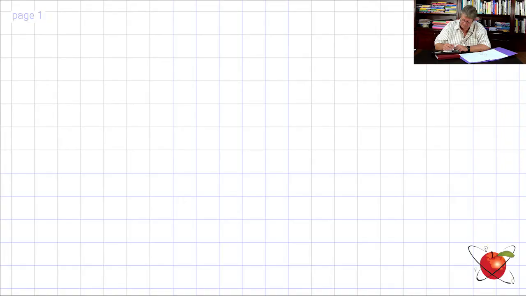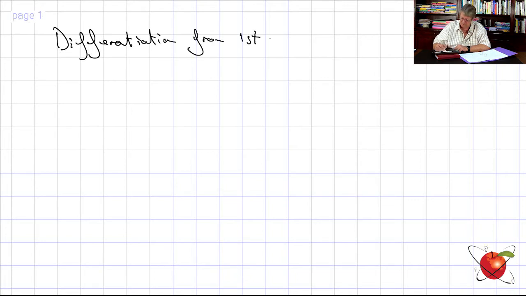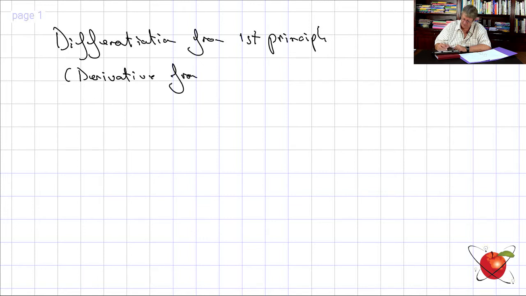So over here, I just want to say this is differentiation from first principles. In other words, finding the derivative from first principles. Finding the slope, finding the gradient, finding the slope of the tangent at a point on a curve.